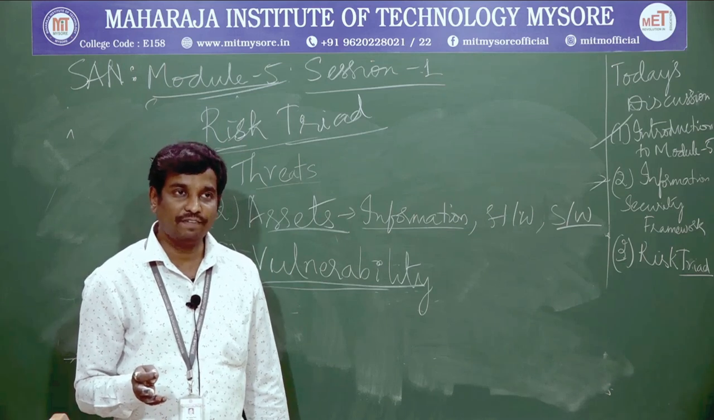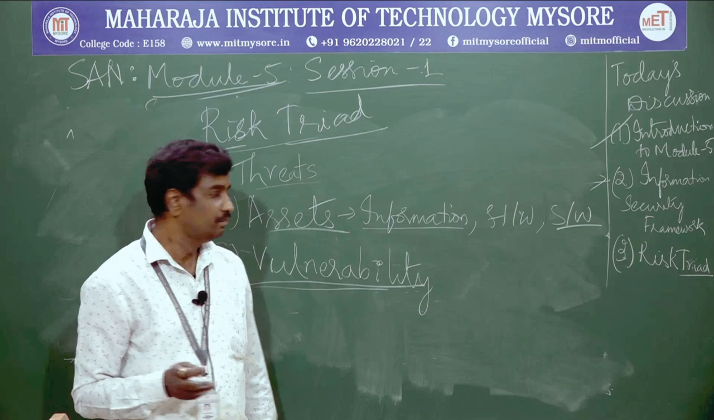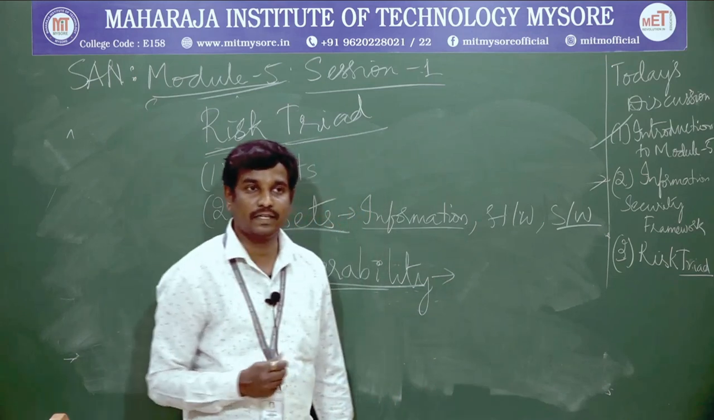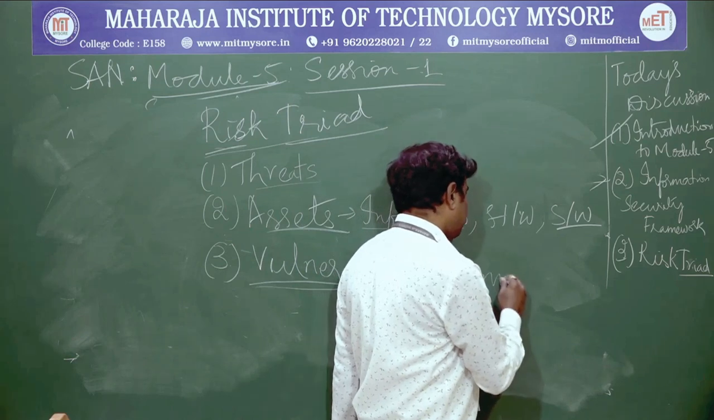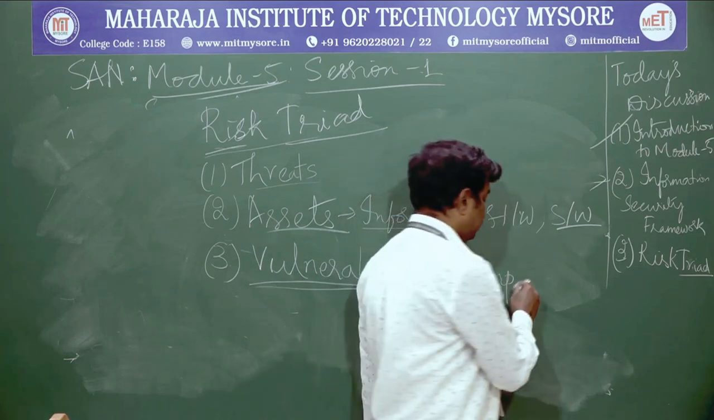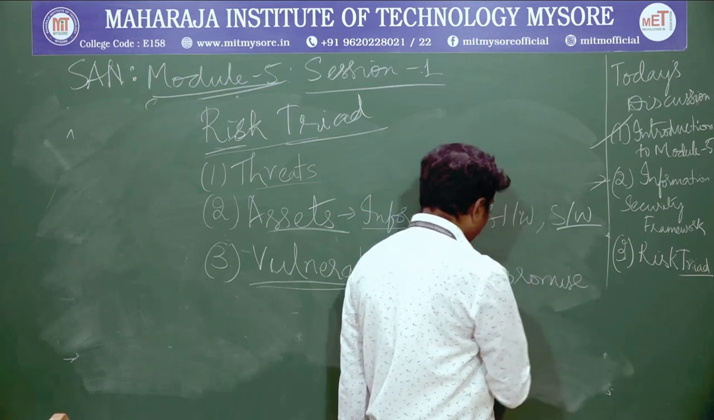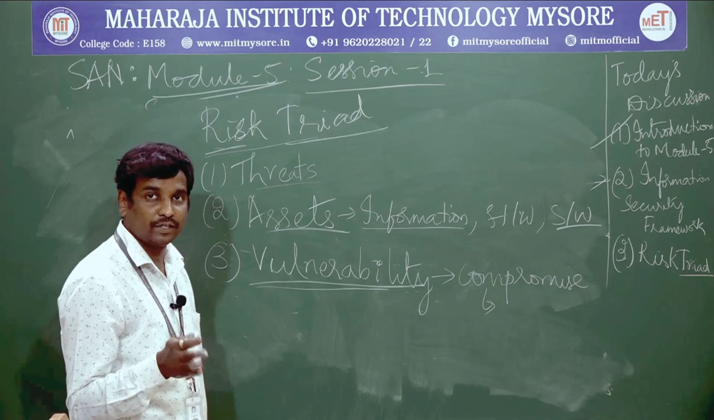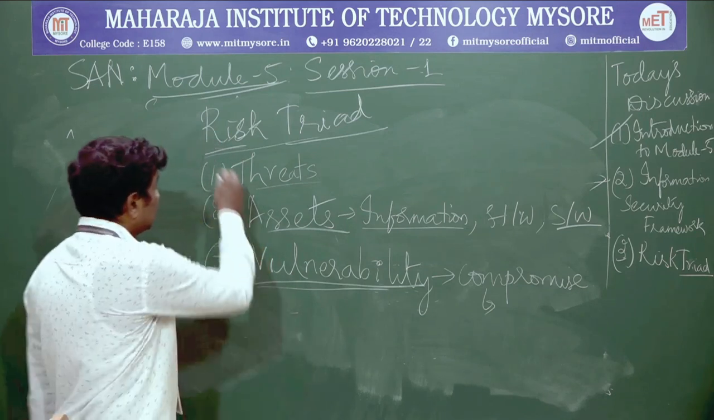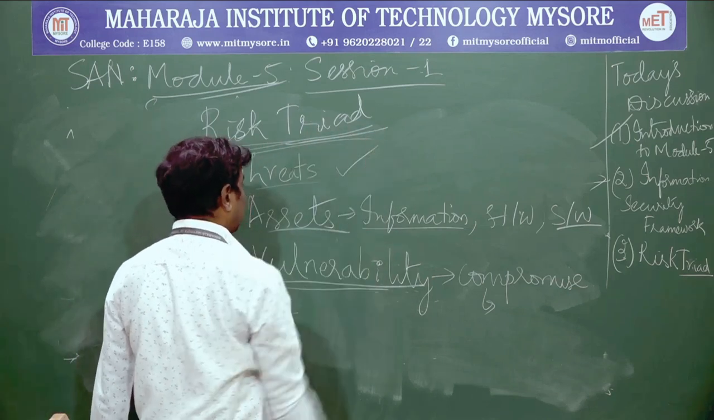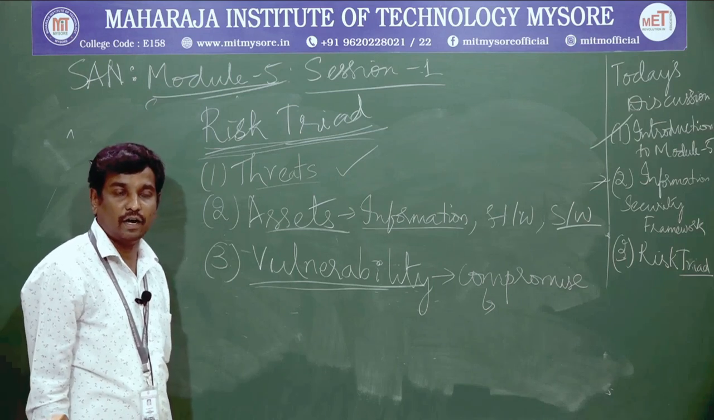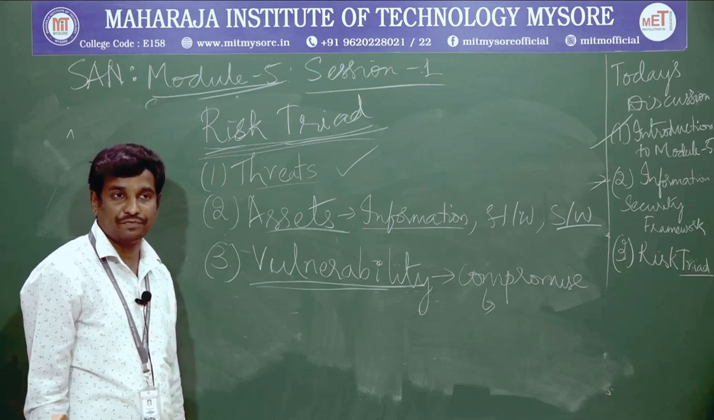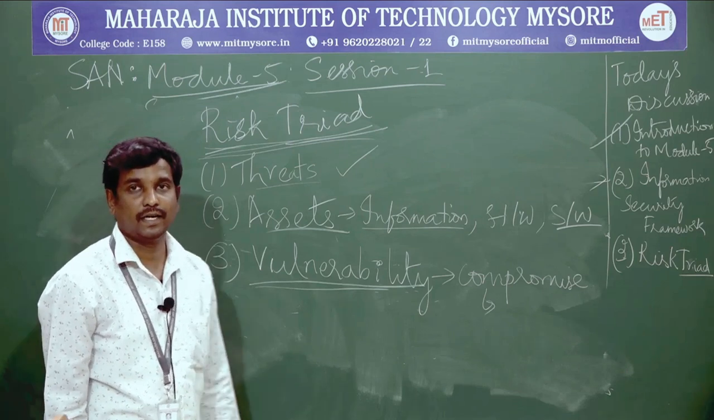These are the three factors we have to look at whenever we are understanding the risk triad. Vulnerability is a person who is trying to compromise the security frameworks so that he can act like an attacker, breaking the security frameworks. So this is regarding the risk triad. We will discuss in detail what we mean by threats, how we classify threats, how we avoid threats, and the different types of threats in the coming classes. Thank you so much.